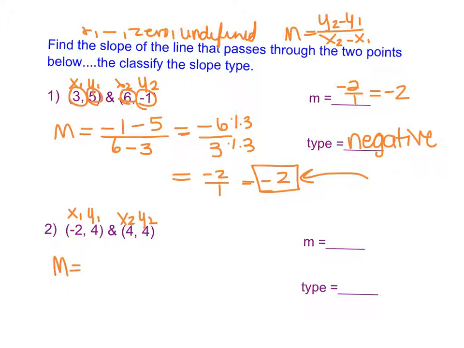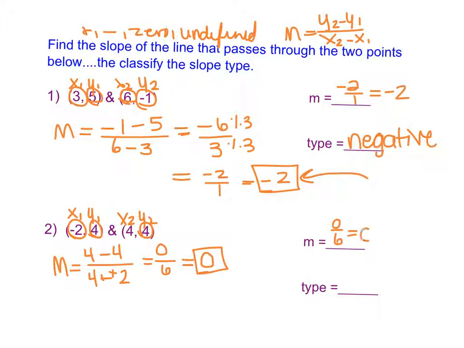So y2 is 4 minus y1, which is 4, divided by x2, which is 4, minus x1, which is negative 2. So we end up with 0 over, keep, change, we have 6. 0 in the numerator is okay. 0 divided by 6 is simply 0. So because I have this slope of 0 over 6, which then equals 0, I know that I have a type 0 slope.